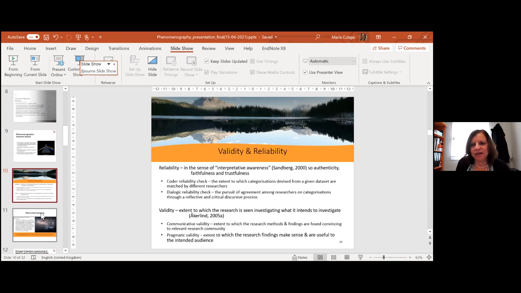constitute from the data. So ideally, more than one researcher is involved, or in some way bring in someone else into the research in order to ensure reliability in terms of a coder's reliability and that dialogical reliability, in the sense that those distinct ways of experiencing are actually coming out of the data.